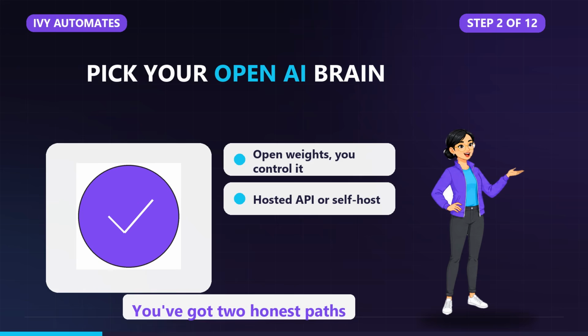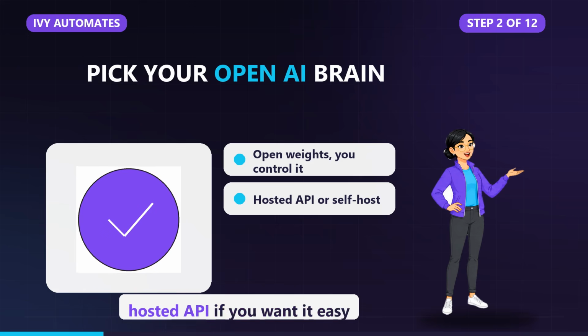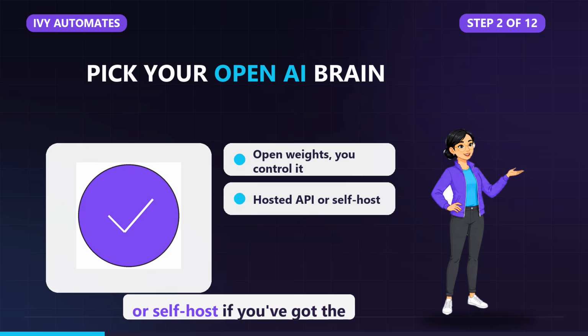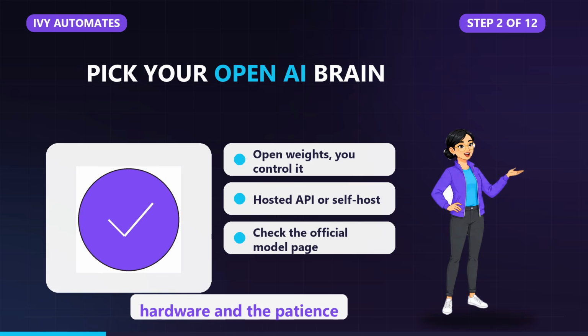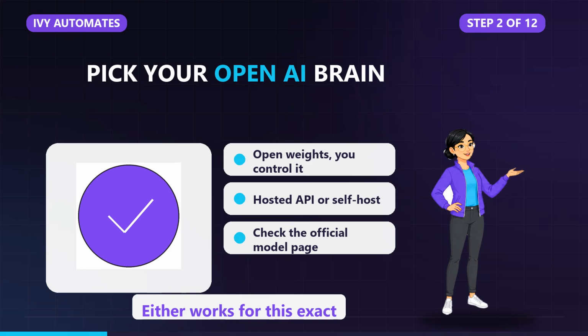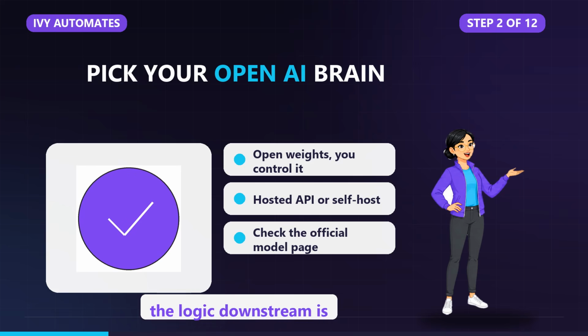You've got 2 honest paths. Call the model through a hosted API if you want it easy, or self-host if you've got the hardware and the patience. Either works for this exact flow. The logic downstream is identical.